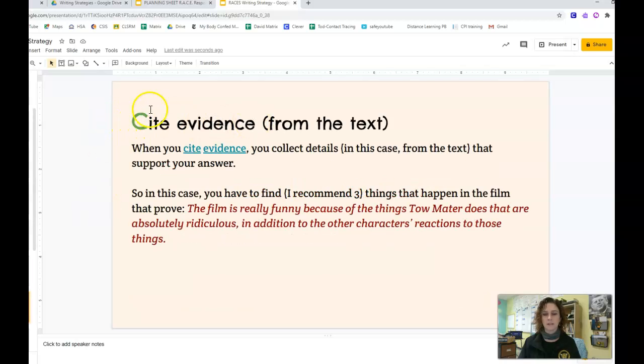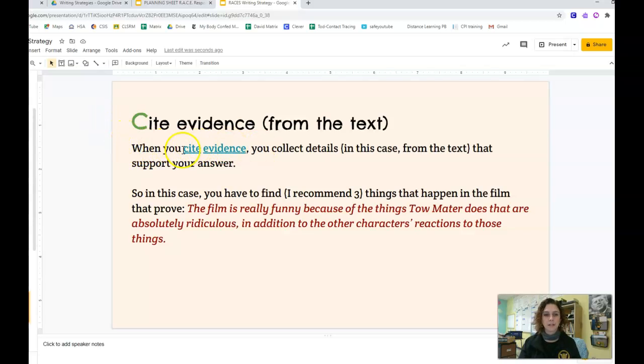C is for cite evidence. I put "from the text" in parentheses because when we're writing about a text, that's where the evidence is going to come from, the text, okay? If I ask you to use RACES in a different context where you're not referring to a text, then we'll talk about this, okay? But evidence is going to be proof, details that support your answer. They are any proof and any details that support your answer.